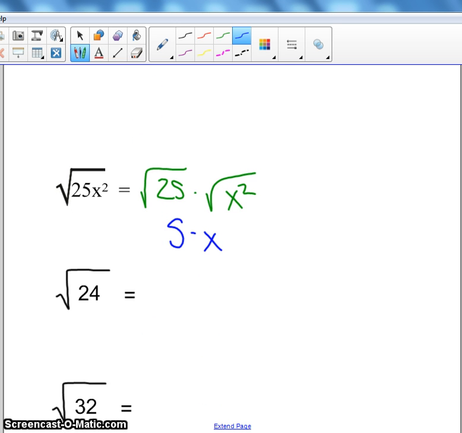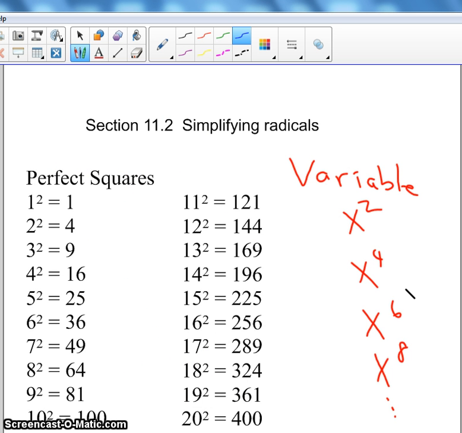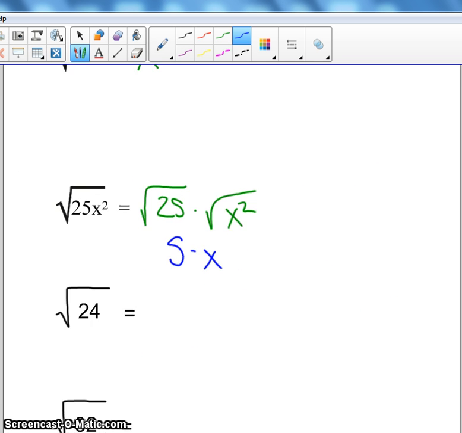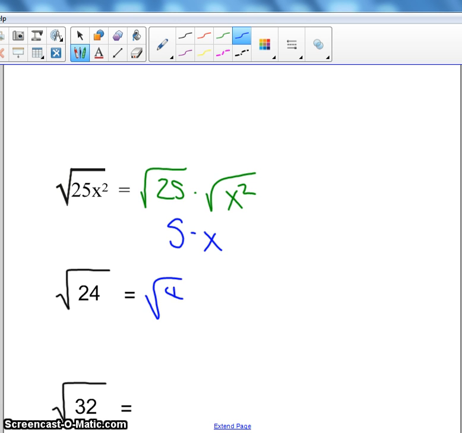Another example here, the square root of 24. I'm going to look for factors of 24 that are perfect squares, so factors of 24 that are on this list. I believe 4 is a factor of 24. So I can rewrite this as the square root of 4 times the square root of 6. Seeing that 4 is a perfect square, I have 2 radical 6.